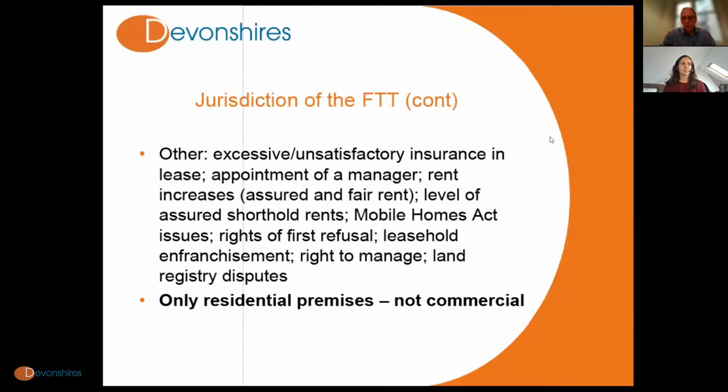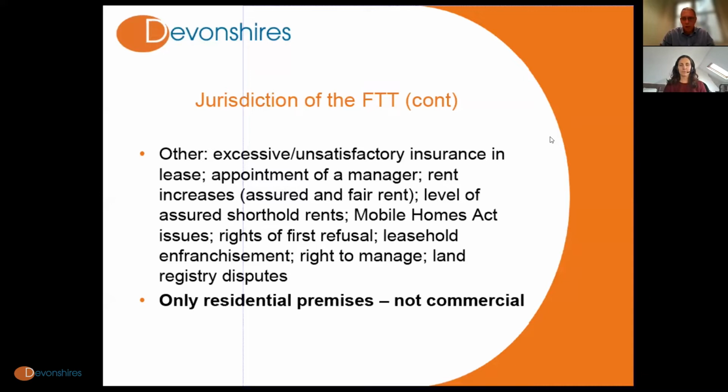Other issues that the tribunal can deal with are issues concerning provisions for insurance in the lease and whether or not they're satisfactory and actually do what needs to be done. There's also appointment of manager. So leaseholders or residents can apply to appoint a manager if they think that their property or their block isn't being managed effectively. And they can also deal with issues such as rent setting, and rights of first refusal and enfranchisement, which is either lease extensions or purchasing the freehold of premises by leaseholders.